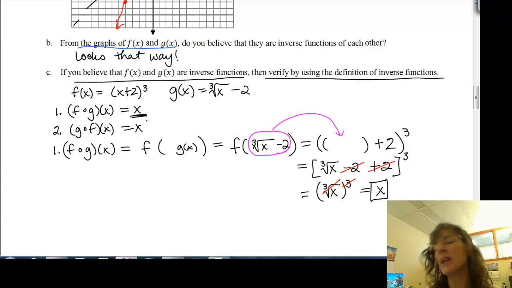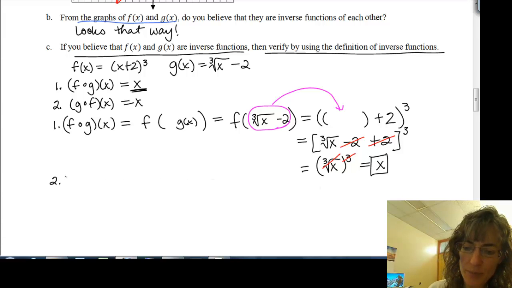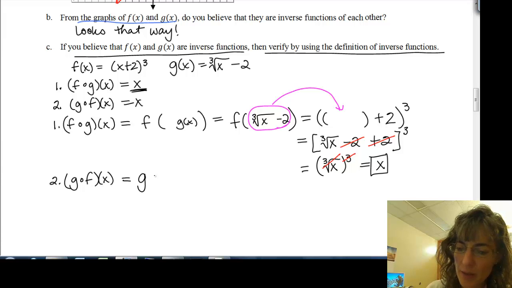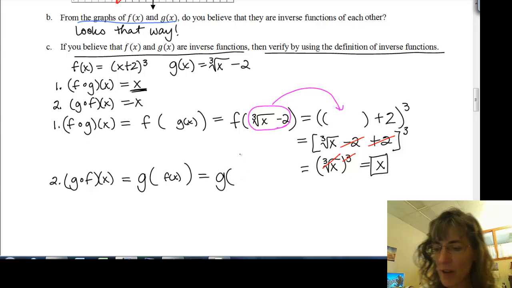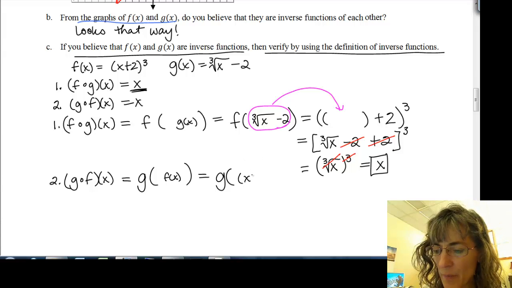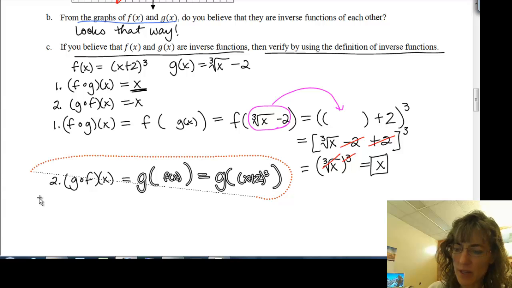Up here where I said if I end up with x, that means I'm partway there figuring out if they're inverses or not. So let's look at the second step. Now I need to do g of f of x. That means I'm doing g of little bitty f of x, and f of x is x plus 2, quantity cubed. And I'm sticking that in for g. I need to move down just a tad, it looks like.